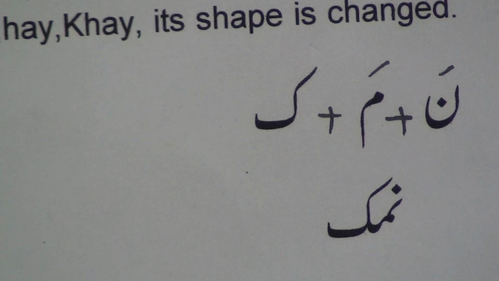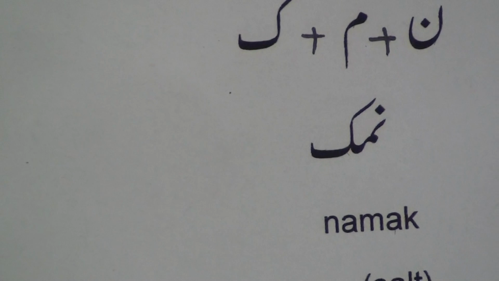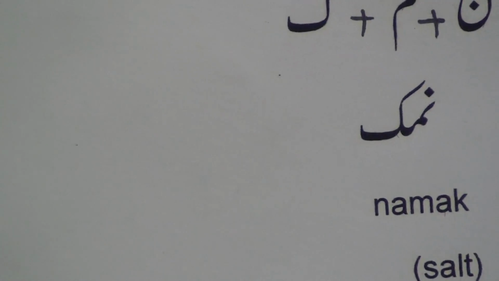You have noticed that the shape of noon is quite changed, and it happens when a word begins by noon and it is followed by jim, che, he, khe, etc. The shape becomes this. This is namak. Namak means salt.